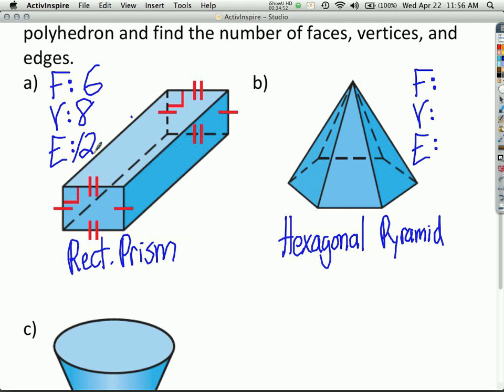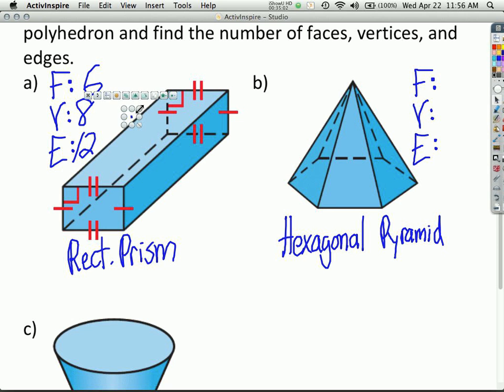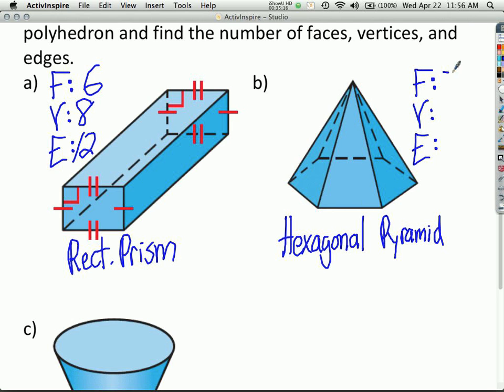Yes. Add these two together, you get 14, and add 2 to this, you get 14. Absolutely. John, did your conjecture hold true here? Yeah. Okay. What about part B? Number of faces. How many faces are there? Nathaniel? There's 7. 1, 2, 3, 4, 5, 6, and then the base is 7.